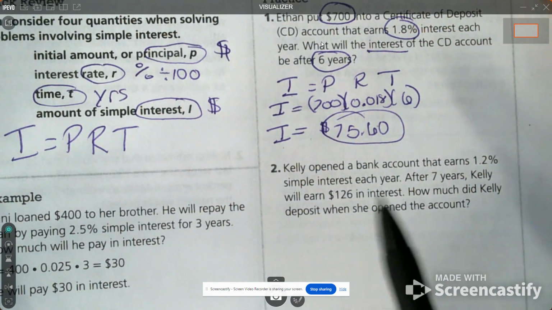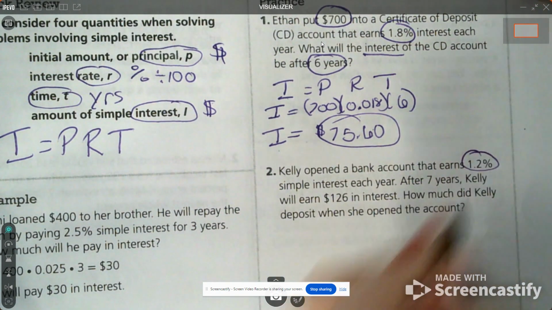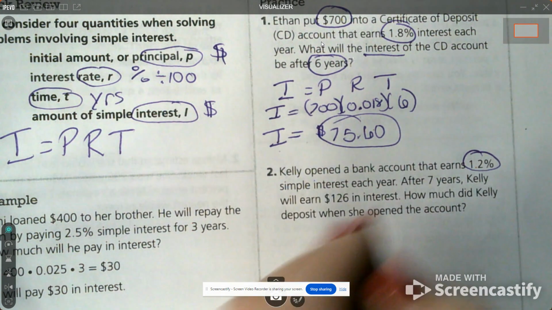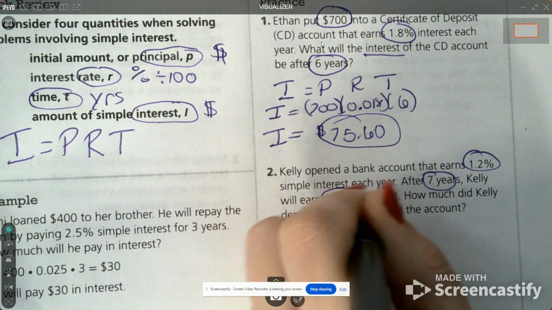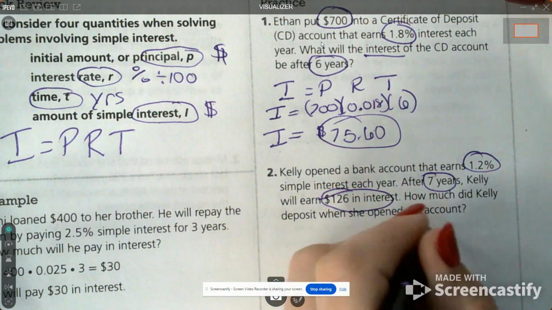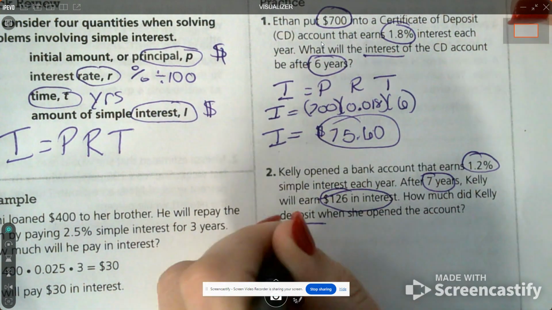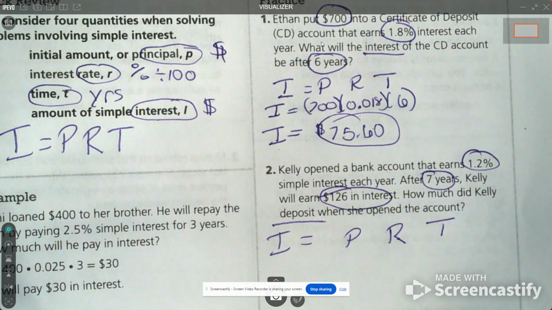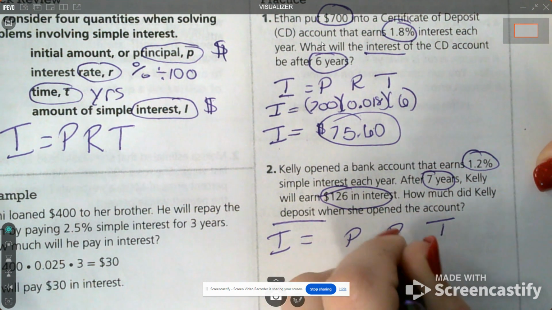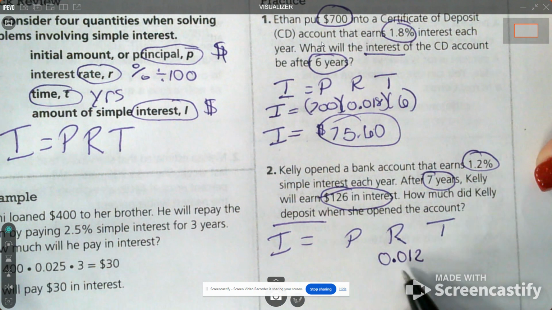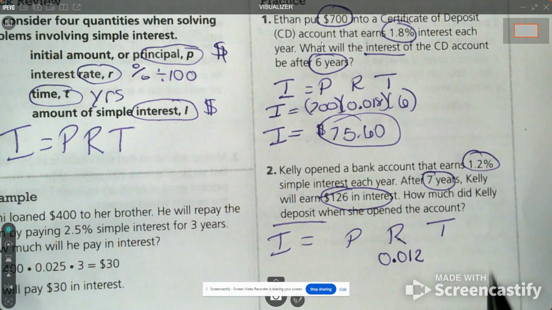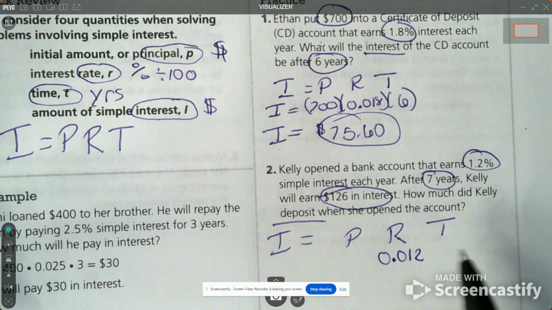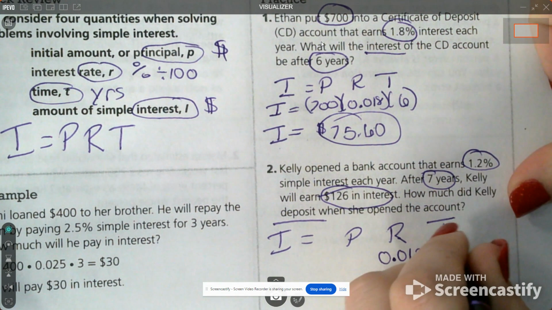On number 2, it says Kelly opened a bank account that earns 1.2% simple interest each year. After 7 years, Kelly earns $126 in interest. How much did she deposit when she opened the account? So I'm going to start with I equals PRT. Where does the 1.2 go? With the interest, principal, rate, or time? Shelby, where did the 1.2 go? Rate. It's the rate. Now remember, you have to divide it by 100, so it's 0.012. What about the 7? Jordan, is the 7 the interest, the principal, or the time? The time, because it's in years.